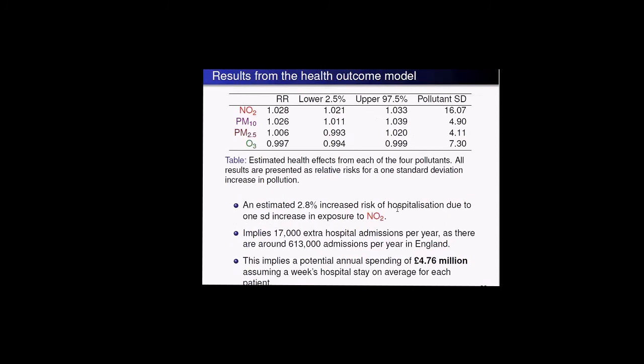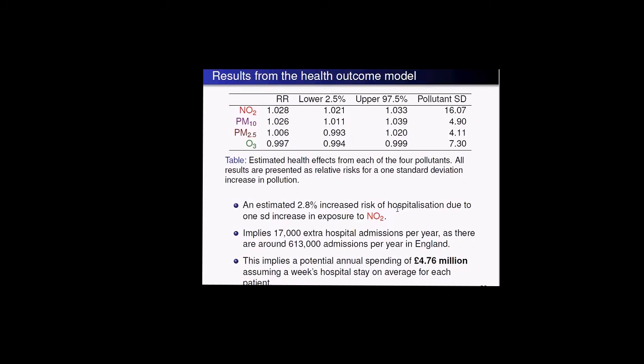So the results from the health outcome model: we see for NO2, the relative risk is estimated as 1.028 with a 95% interval of 1.021 and 1.033. This relative risk is for a one SD increase, where the standard deviation is 16.07, in pollution. So an estimated 2.8% increased risk of hospitalization due to a 1 SD increase in NO2 exposure. Similar interpretation for the other effects; you see that O3 and PM2.5 are not significantly affecting hospitalization according to our model. This implies 17,000 extra hospital admissions per year, as there are around 613,000 admissions per year in England. This implies a potential annual spending of about £5 million, assuming a week stay on average for each patient in the hospital.